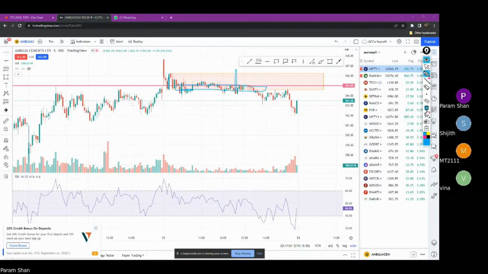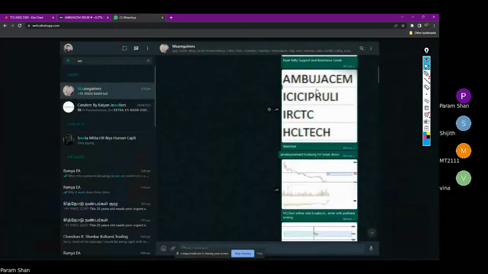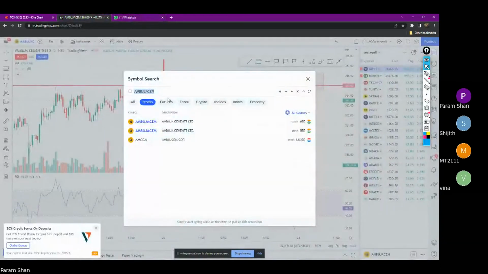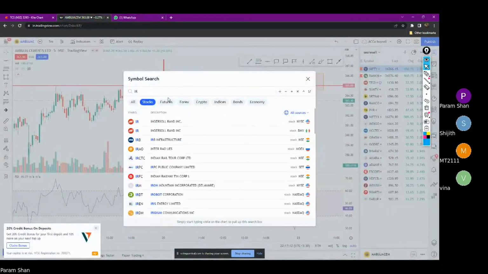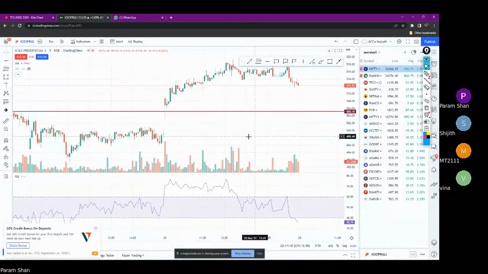Okay, so now let us look at the next one. What we have seen is Ambuja Cement; the next one is ICICI Prudential. I took Ambuja Cement, which was a profit. Next one is ICICI Prudential. I did not take a trade there.